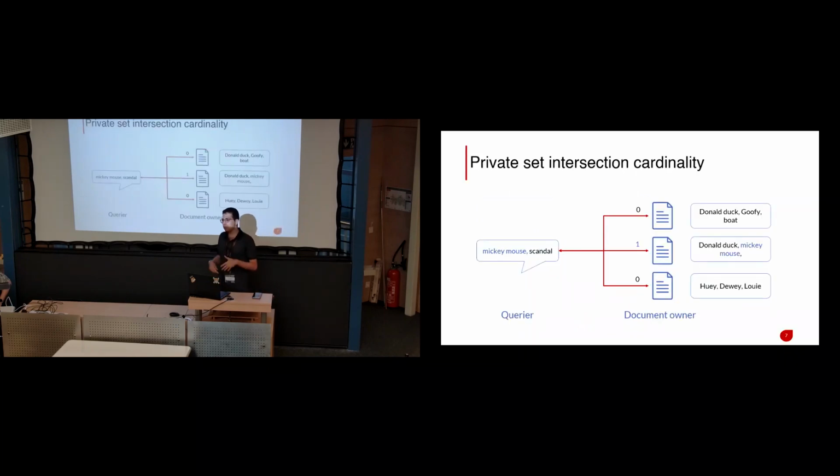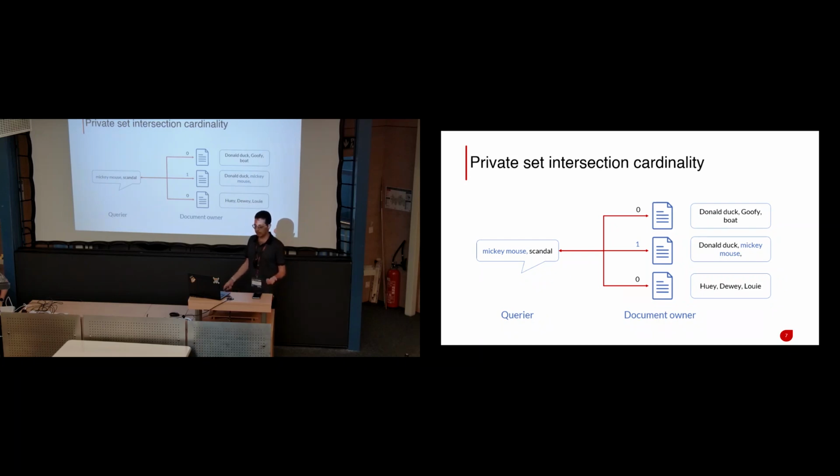An easy way to perform this search is using private set intersection cardinality, where you have a query and you represent it as a set of keywords. You can do the same transformation on the documents that you have, and in the end, you just see how much they have in common and decide whether this document is relevant or not. But as you can see here, we are revealing a lot of information about every document that this journalist has.